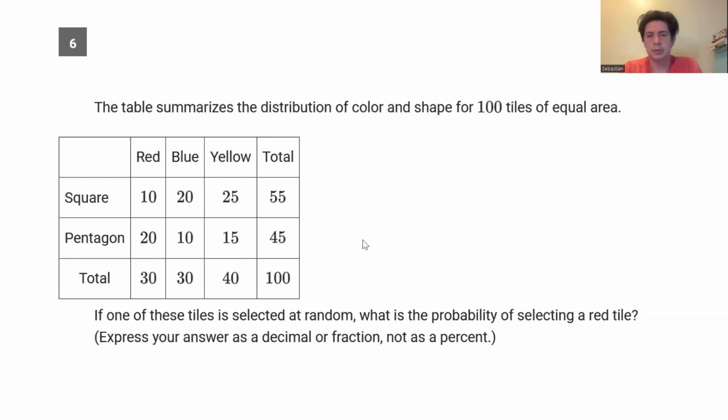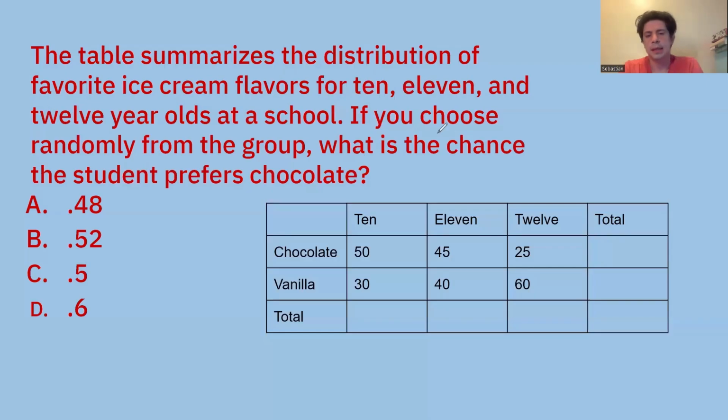Okay, so now the next one is here. The table summarizes the distribution of favorite ice cream flavors for 10, 11, and 12-year-olds at a school. If you choose randomly from the group, what is the chance the student prefers chocolate? Okay, so we're choosing for the whole group, right? So we need to find the total. The way you can find the total is find the total of chocolate, find the total of vanilla, and then add them together. So it'll be 50 plus 45 plus 25 for chocolate. That equals 120, right? So that goes here.